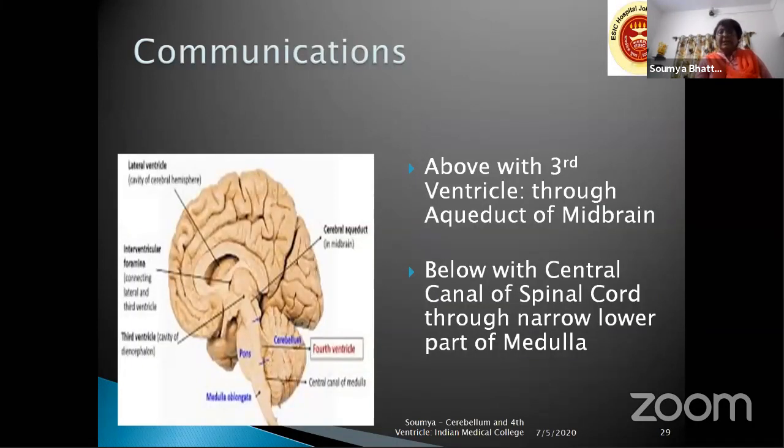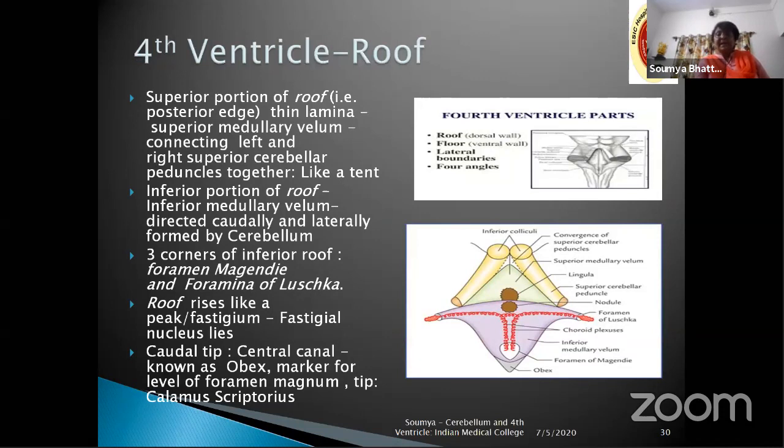Now, the fourth ventricle communicates with the third ventricle through the cerebral aqueduct, and with the part of the medulla to spinal cord through the central canal of the spinal cord. Now coming to the roof of the fourth ventricle. Look at the diagram which is below on your right.